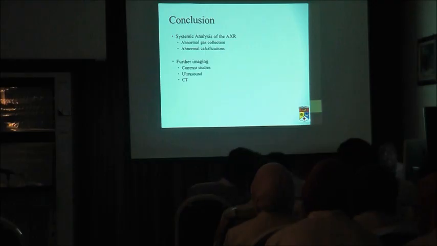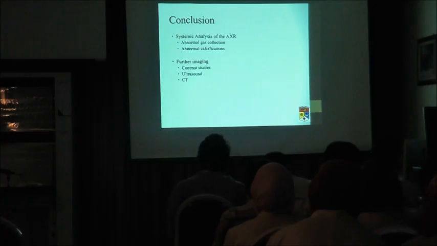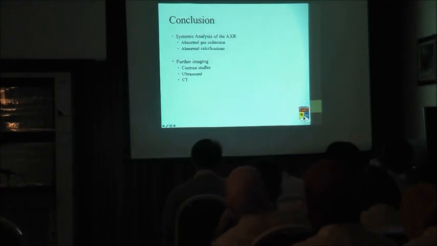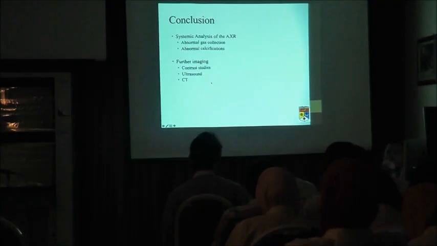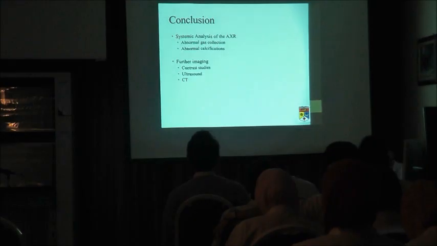So basically, like I mentioned earlier, you need to have a systematic analysis of the abdominal X-ray. So for the gas collection, you need to know where it is, mention if there's any abnormal gas collection, also abnormal gas absence, so you know where it is. And then mention where the abnormal calcifications are. And then with the follow-up studies, whether it's contrast studies like a barium meal or enema, and ultrasound or CT. Okay? Senang kan?